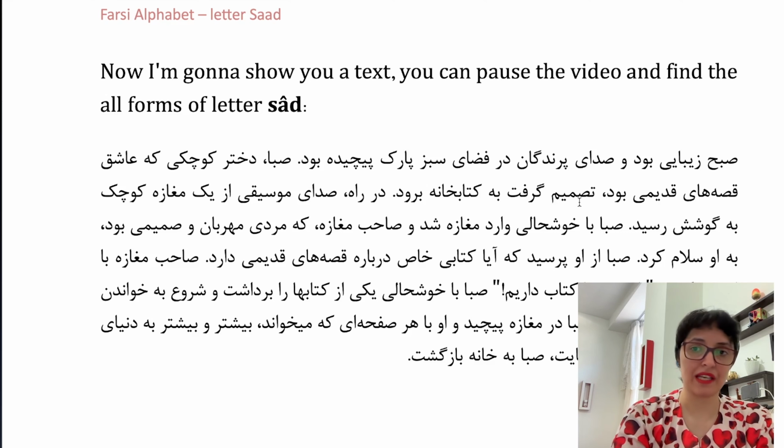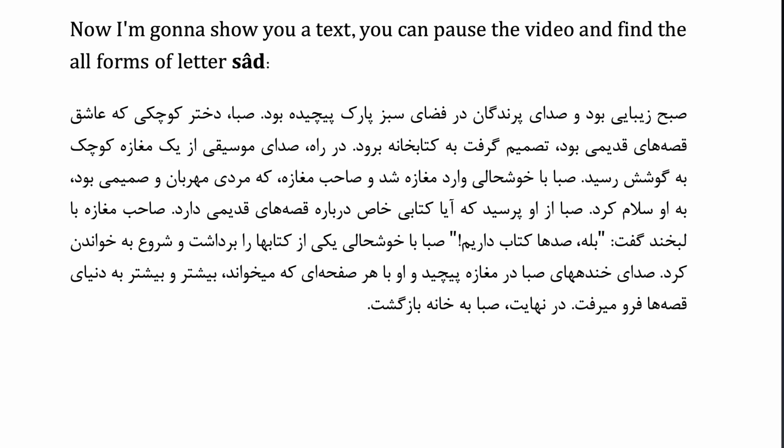Now it's time to show you a text and you have to find the two forms of the letter Sad in the text and highlight it, like Sad in soap or Sedaye and so on. There is no need to read the words. You have to recognize the two forms of the letter Sad. So don't worry about that. There's no vowel on the words and you can't read them. It's okay. The purpose of this exercise is to find and recognize the different forms of the letter Sad.